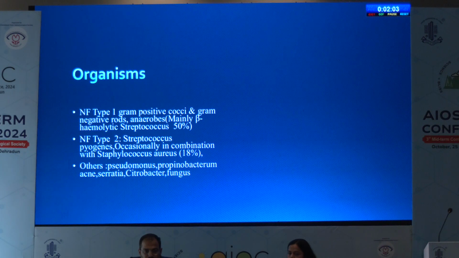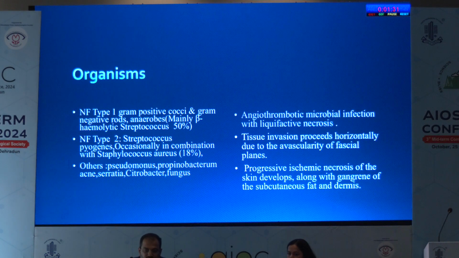In NF1, it is a polymicrobial infection, that is, both gram-positive and gram-negative organisms are involved. In NF2, the infection is either streptococcus or staphylococcus, but in general group A, mainly the beta hemolytic streptococci. In 50% of the cases, the beta hemolytic streptococcus is the culprit. Other rare organisms are Pseudomonas, Propionibacterium acnes, Serratia, Citrobacter, and fungus.